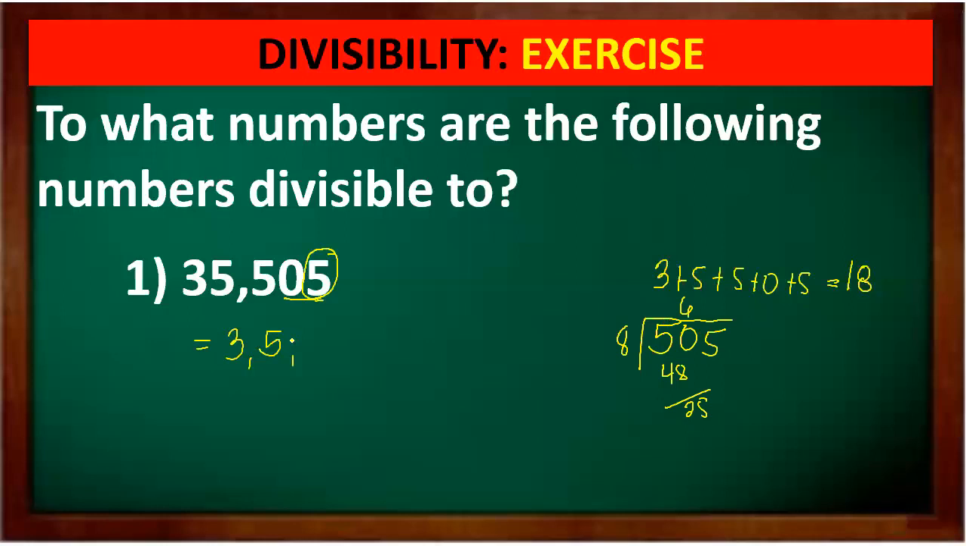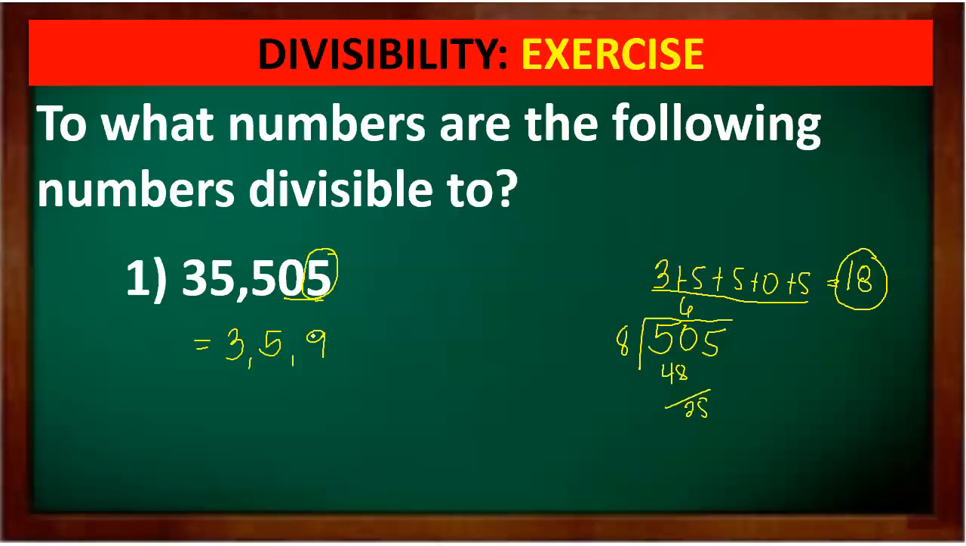Next is, how about 9? Is this divisible by 9? Sabi sa rule on divisibility for 9, you have to sum up all the digits. Okay? Kung ang sum of the digits is divisible by 9, then therefore, that is also divisible by 9. Okay? So, dito meron na tayo na answer. Na-sum up na natin yung lahat ng digits. And we have already an answer of 18. And 18, when you divide 18 by 9, that will give you a whole number 2. Walang remainder. So therefore, 18, ang sum of the digits is divisible by 9. Therefore, 35,505 is also divisible by 9.